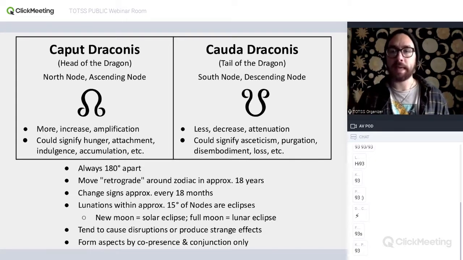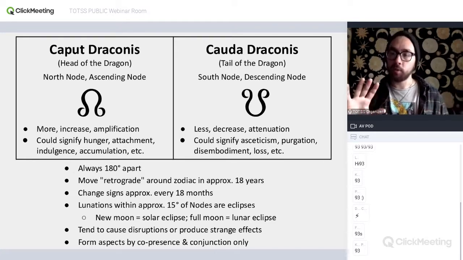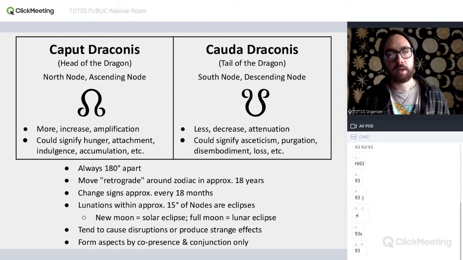And it takes them approximately 18 years to go all the way around. So the plane of the moon's orbit itself rotates relative to the Earth, in addition to the moon making that orbit every month. Because it takes 18 years to go all the way around the zodiac, they change signs approximately every year and a half. And so lunations, the lunation is either the full moon or the new moon.